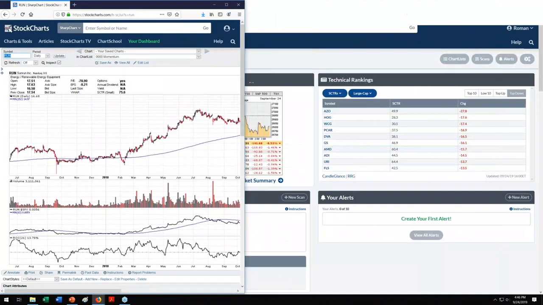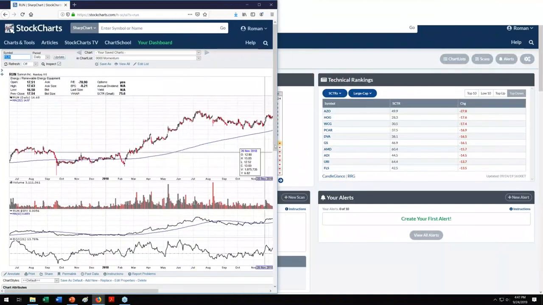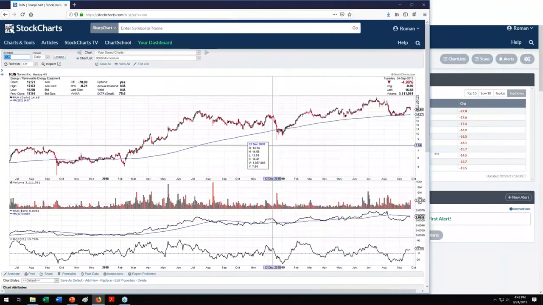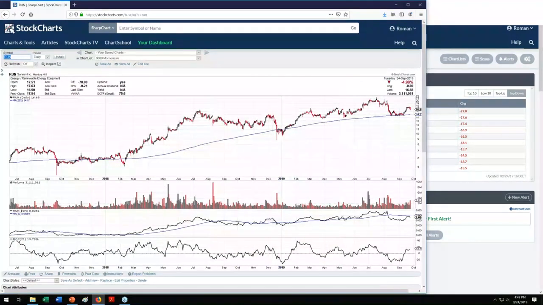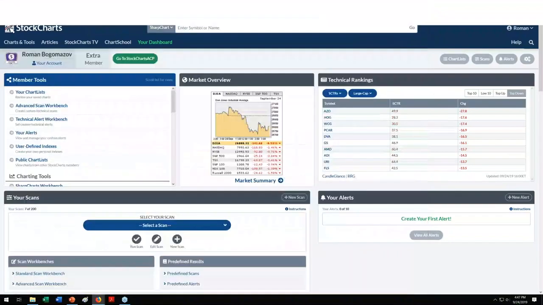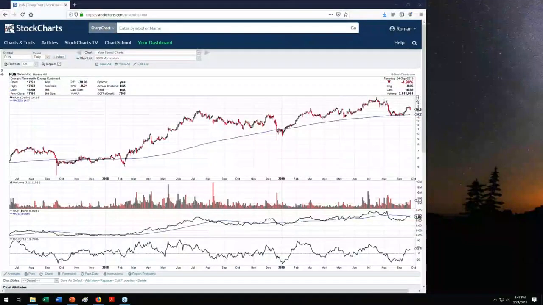I want to have two charts of the same stock. Okay, so let's do this. And then the second chart that we're going to have here is going to be our weekly chart.